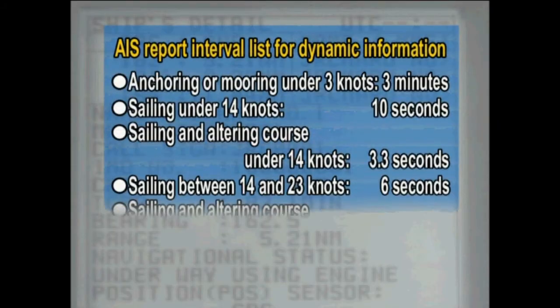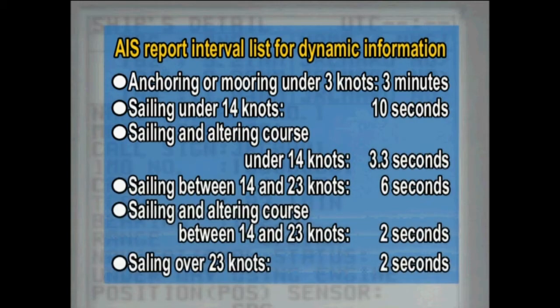Reporting intervals for dynamic information data are as follows. Every 3 minutes when anchoring or mooring under 3 knots. Every 10 seconds when sailing under 14 knots. Every 3.3 seconds when sailing and altering course under 14 knots. Every 6 seconds when sailing between 14 and 23 knots. Every 2 seconds when sailing and altering course between 14 and 23 knots. And every 2 seconds when sailing over 23 knots. These intervals mean that course alterations made by other ships can be obtained in near real time.